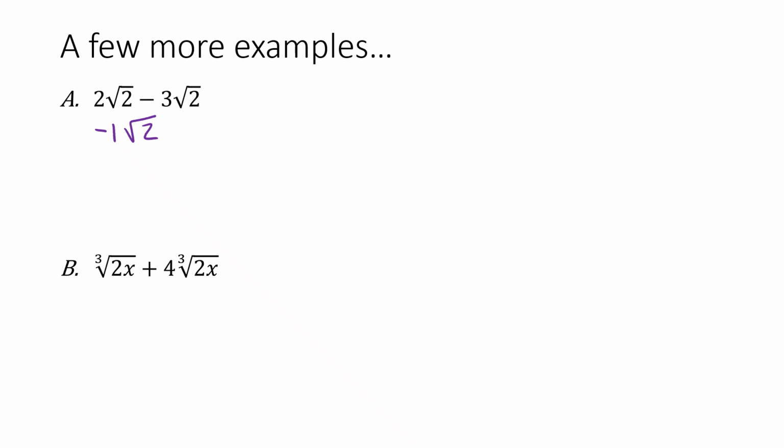You could also simply say negative root 2 because multiplying by a 1, 1 root 2 is just root 2. So you could just say negative root 2 on that. For the same reason, if you had 2x minus 3x, you could say -1x or simply -x. Both of those would be okay.